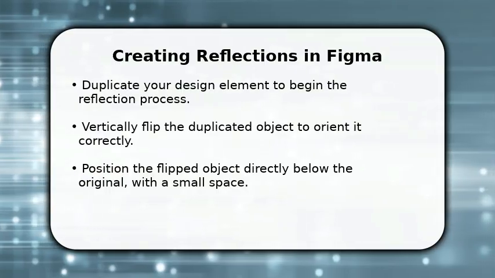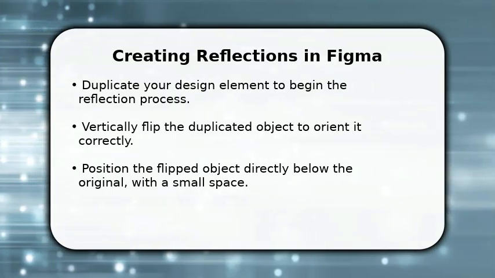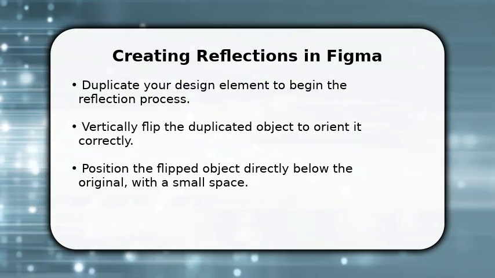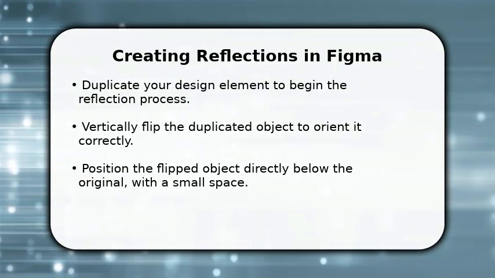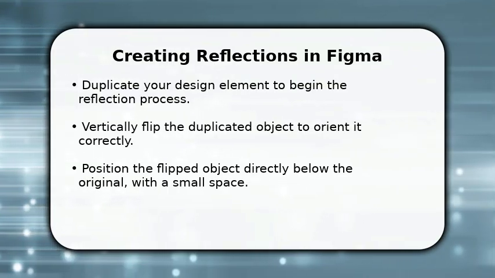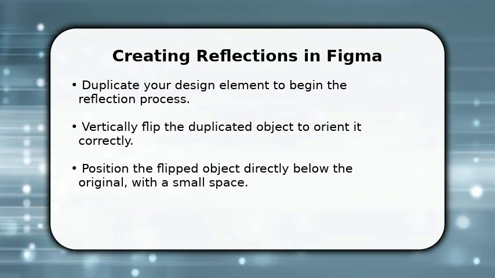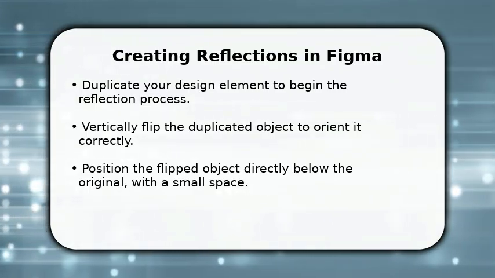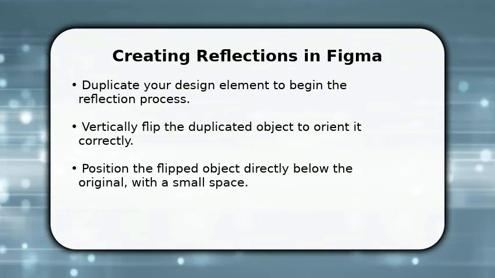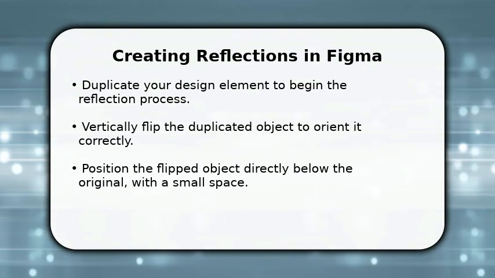In this video, I will explain how to make reflection in Figma. First, select the object you wish to reflect and duplicate it. This creates an identical copy. Next, with the duplicated object selected, use the flip vertical option to invert its orientation. Finally, carefully position this flipped copy directly beneath your original object, leaving a small, consistent gap between them. This forms the basic structure of your reflection, setting the stage for further enhancements.